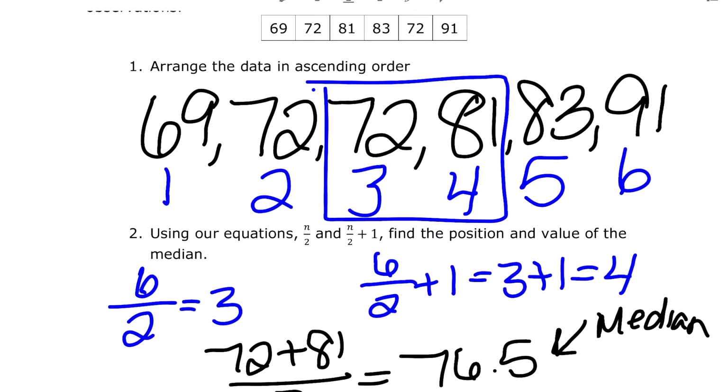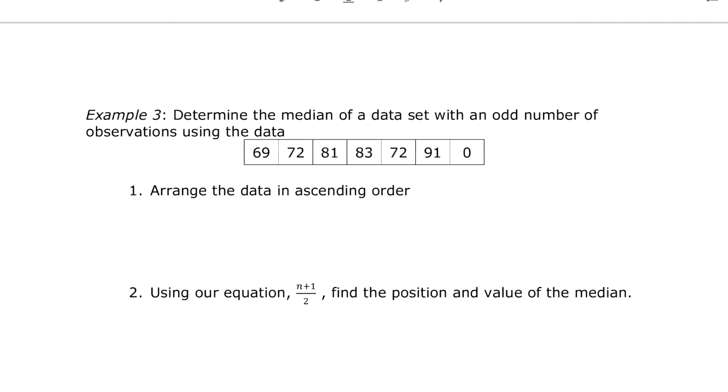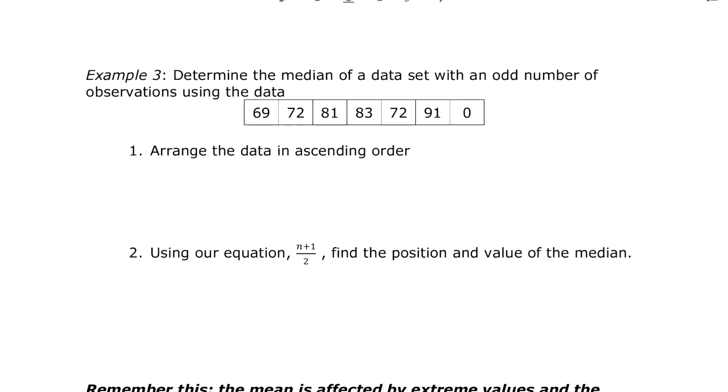All right. So that is finding the median if you have an even number of data values. So now we're going to go on, we're going to look at how to find the median if you have an odd number of data values.